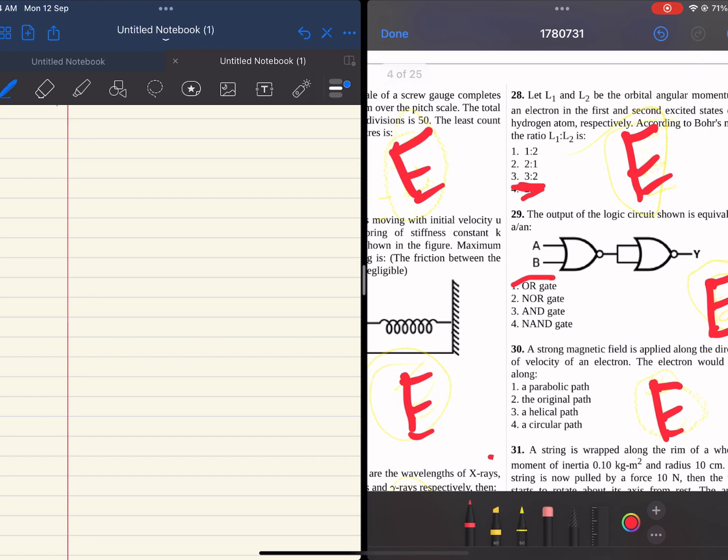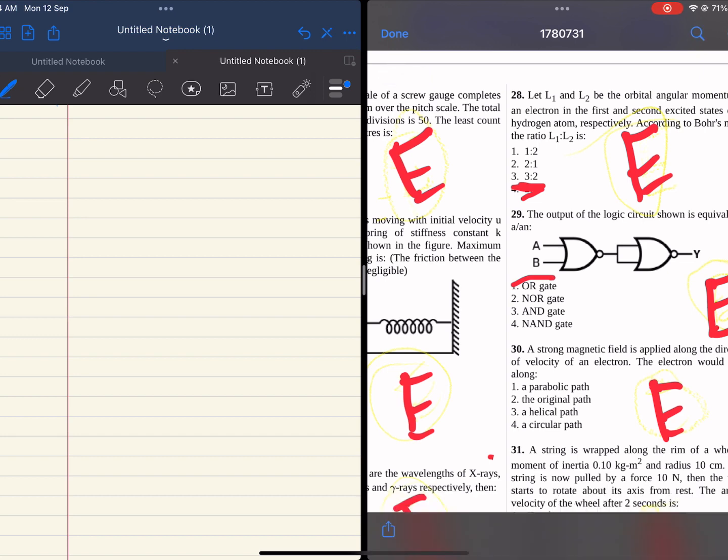30th one: a strong magnetic field is applied along the direction of velocity of the electron. The electron would move along a circular path, a helical path, the original path, or a parabolic path. It will move along the original path. Why? Because here the magnetic field is along the same direction as the electron. Therefore q v cross B is equal to 0 since v and B are in the same direction. So the force experienced by the electron is 0. So there will be no change in the direction of motion of the electron. Therefore it will move along the original path. So the 30th one is option 2.